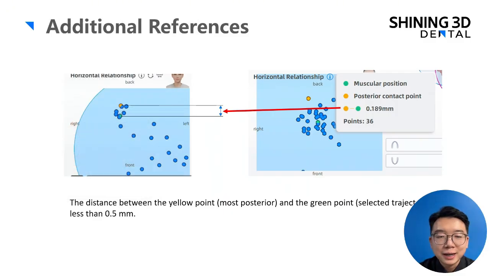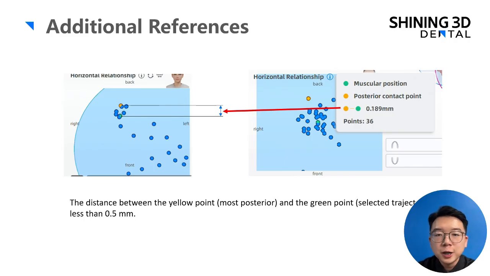We just explained that all the dots here are the trajectories intersected with the occlusal plane, so they're displayed as dots here. Actually, they're the trajectories that we need to select, which means this is the horizontal relationship of the patient's upper and lower jaw. We also have some additional reference here. For a patient who has healthy jaw movement, the dots will be displayed very close together. They will stay close to each other.